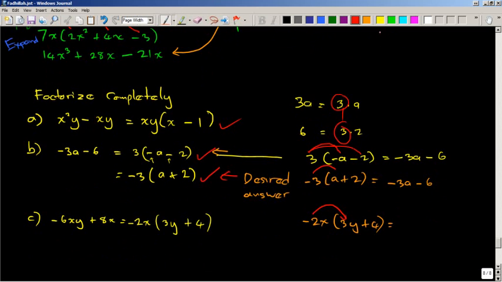Minus 2x times 3y dapat berapa? 6xy. Minus ke plus? Minus. Minus 6xy. Kemudian? Minus 2x dengan 4? Plus 8x. Minus 2x times 4 becomes what? Plus 8x. Macam ni.